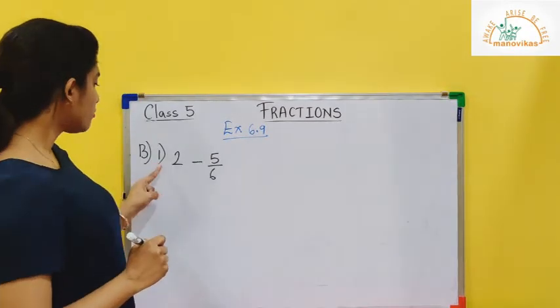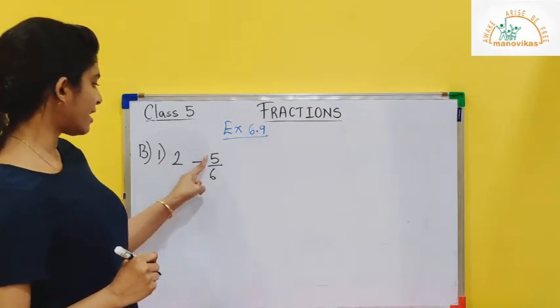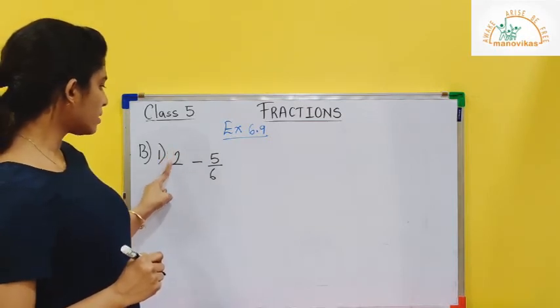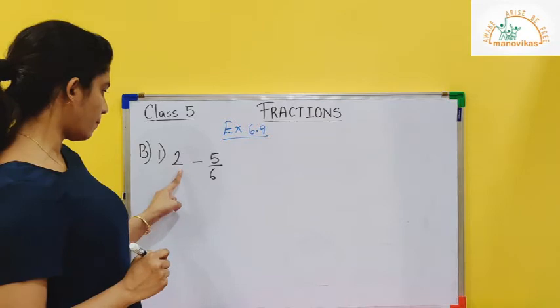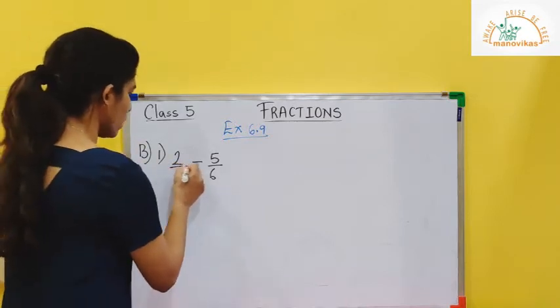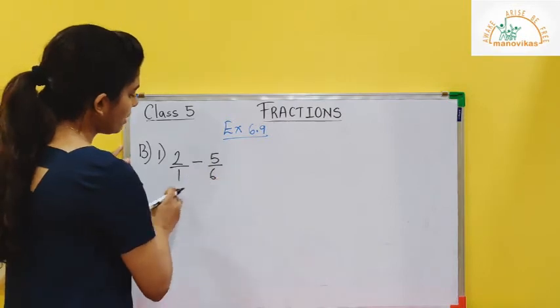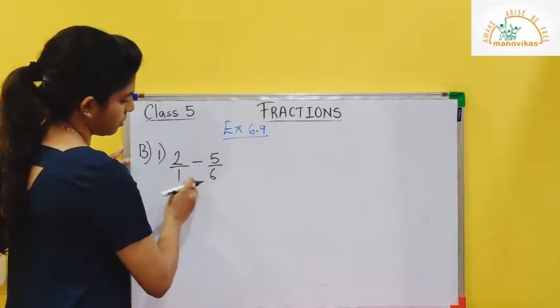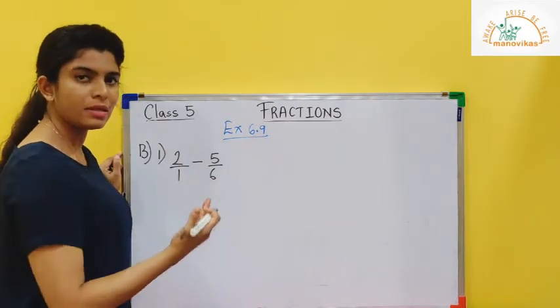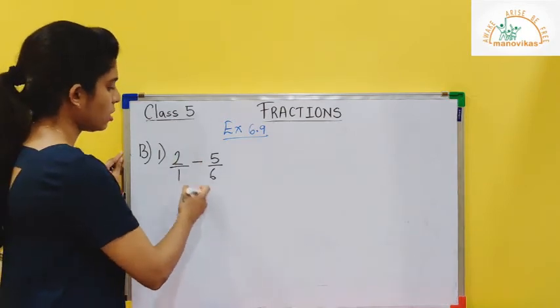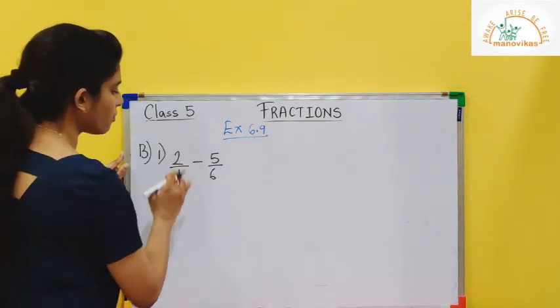Question B. First one. 2 minus 5 upon 6. Now if you see here, there is no denominator here. So that means there is 1. So it is 1. Now we have to find the LCM here. 1 and 6. What will be the LCM? It will be 6. You have to change 2 upon 1.